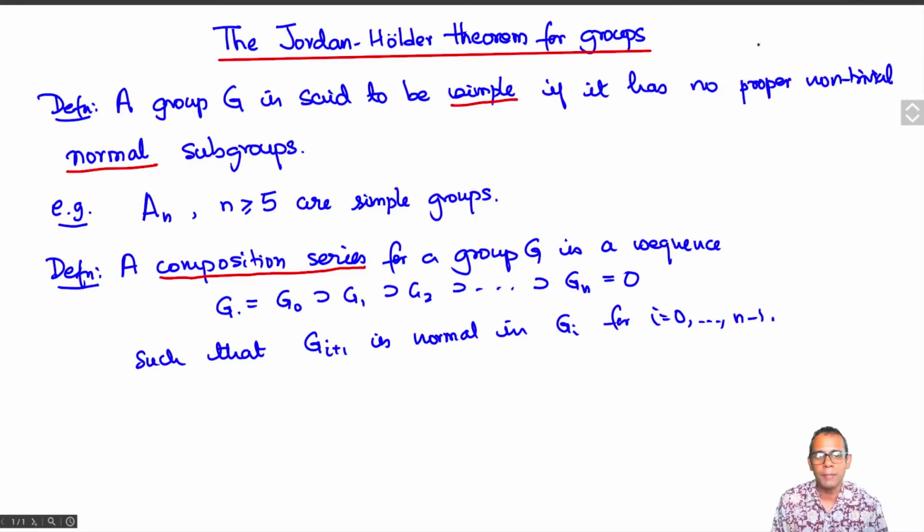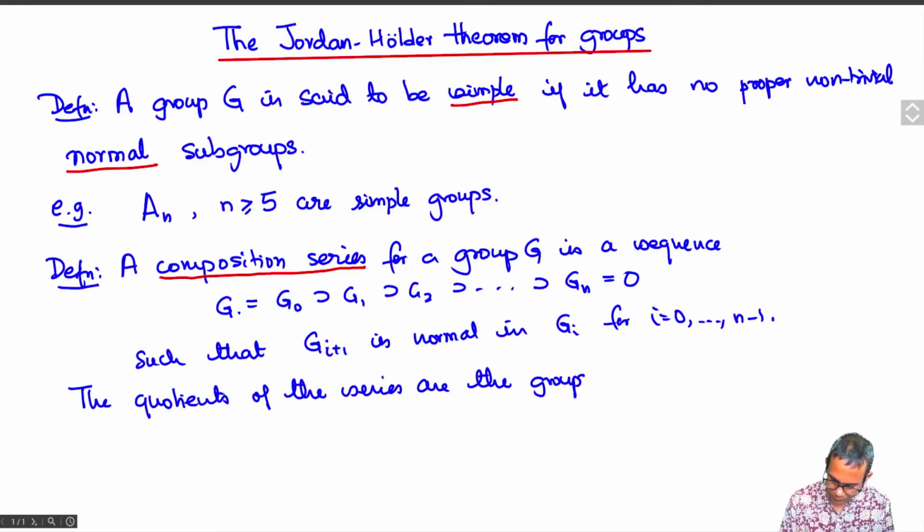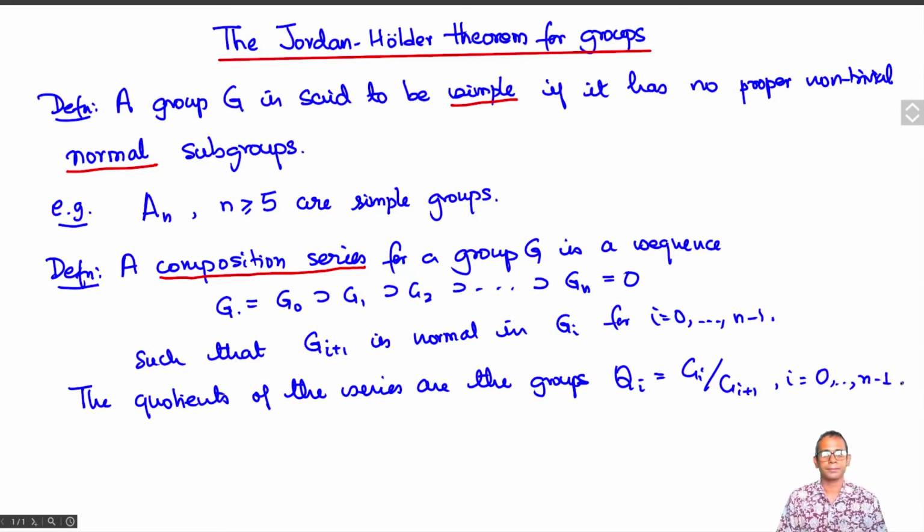Now, because of this normality condition, we can define the quotients. So the quotients of the series are the groups Q_i equal to G_i modulo G_{i+1} for i goes from 0 to n minus 1. Okay, and these make sense because G_{i+1} is normal inside G_i.